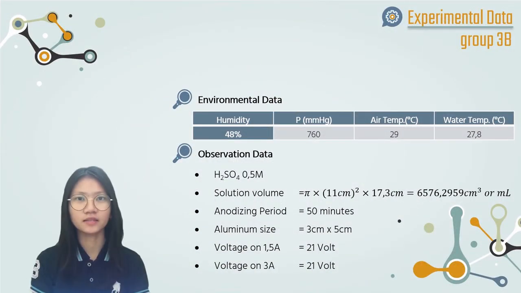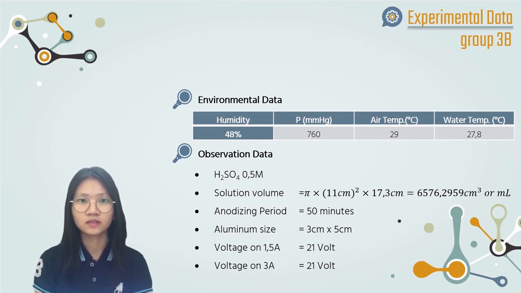The environmental data that we got for group 3B are 48% humidity, 760 mm mercury pressure, 29 degrees Celsius air temperature, and 27.8 degrees Celsius water temperature. The observation data are 0.5 molar sulfuric acid, 6576.2959 ml solution volume, 60 minutes anodizing period, 3 times 5 cm aluminum size, and 21 volt on 1.5 ampere, and 21 volt on 3 ampere.